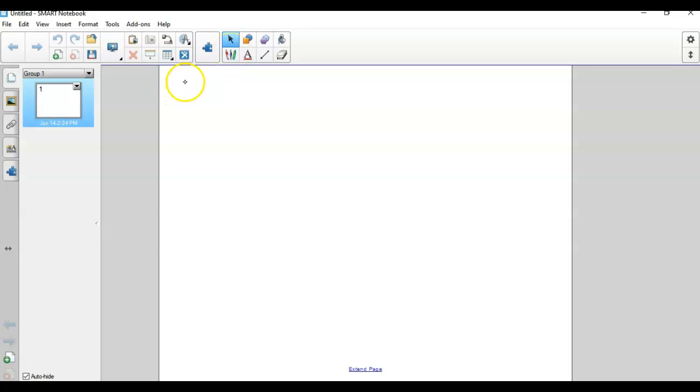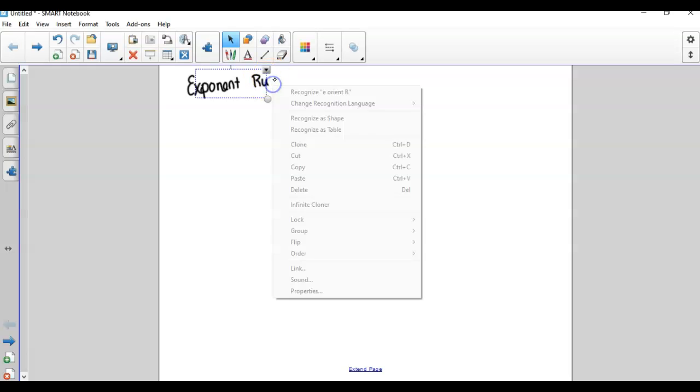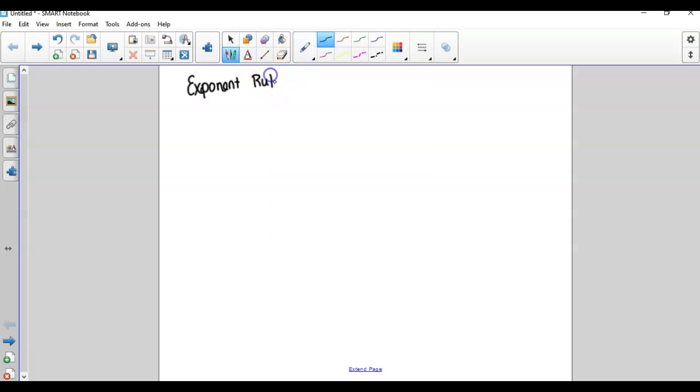Okay, so today we are going to learn about some exponent rules. Just to refresh what an exponent is, for example, if I have 3 to the 4th power, that would mean that I'm repeating multiplication. So that would be 3 times 3 times 3 times 3.